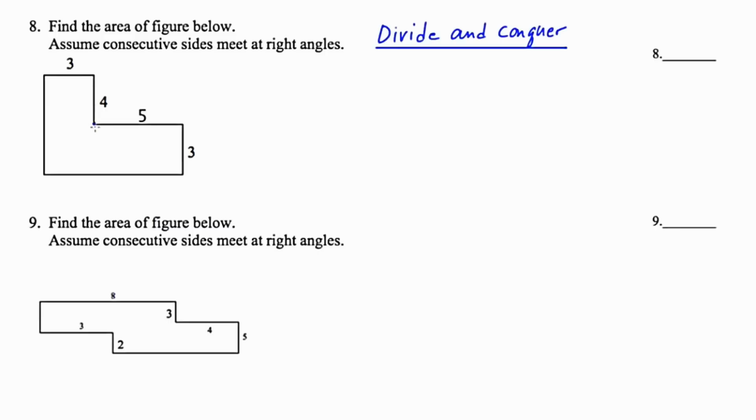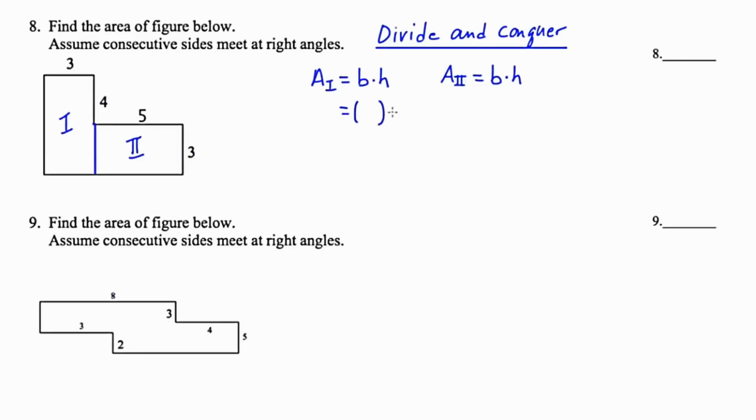Now, oftentimes it doesn't matter which one you do. I think I'm just going to go straight down from this 4. So I'm going to create two regions. I'm going to call this Roman numeral 1, and I'm going to call this Roman numeral 2. And these are both rectangles. So I'm going to set my formulas up by saying the area of Roman numeral 1 is going to be base times height, and the area of Roman numeral 2 is also going to be base times height, but it's a different rectangle completely.